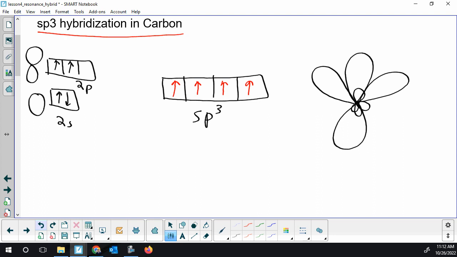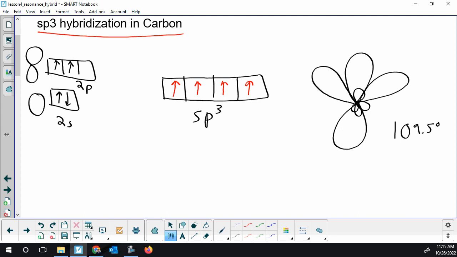Now, one problem with this is that it's a flat projection of 4 lobes spread out. So it's not really flat like that. The bond angle between any of the lobes is 109.5 degrees. If you take 4 lobes or 4 of anything and you spread them out in 3-dimensional space, they end up 109.5 degrees from each other.